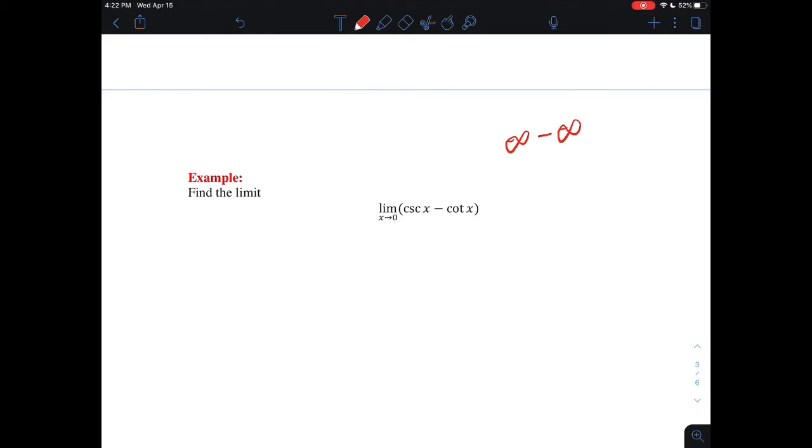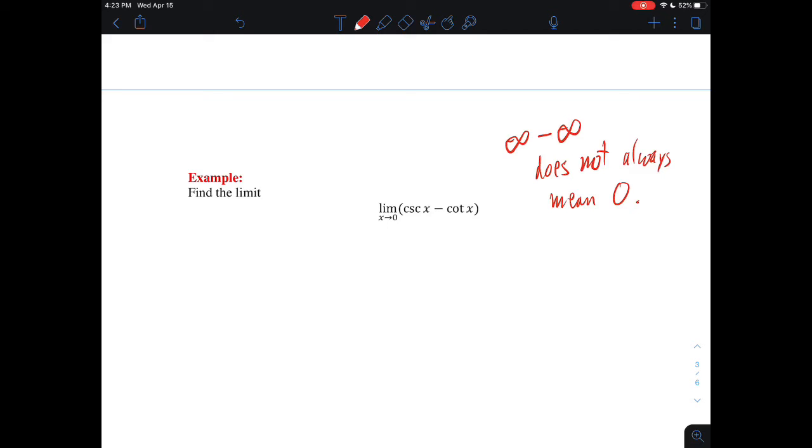Infinity minus infinity does not always mean 0. Right? Because there's no way that we can actually know how much infinity is. That's the whole point of infinity. So this is something that we cannot determine. It's an indeterminate form. But if it involves a difference, maybe we can think of common denominator.